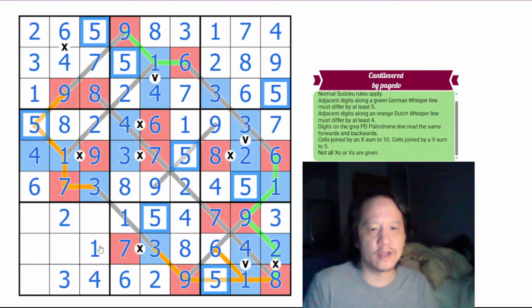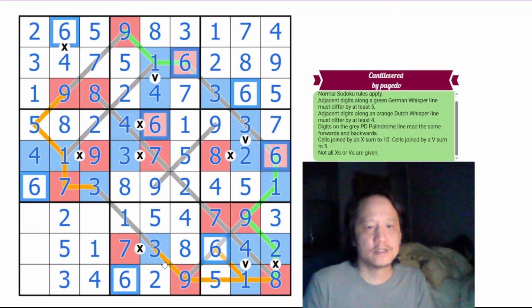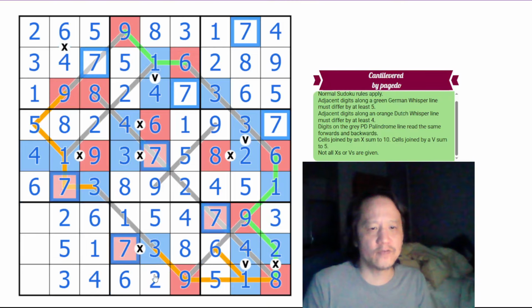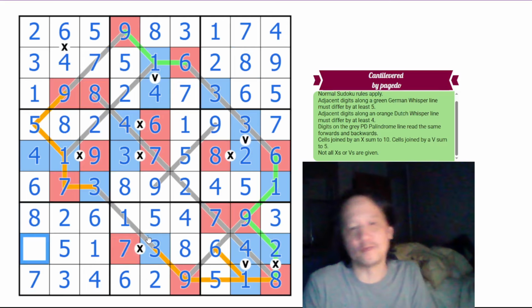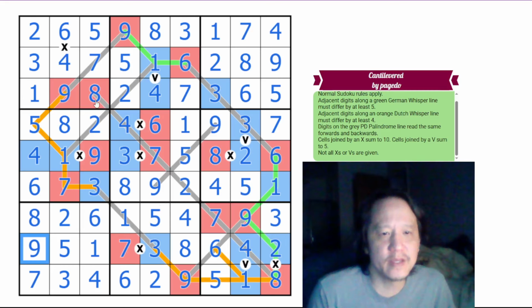5s. We have 8 5s. We know where the last 5 has to be. It has to be there. 6s. We have 8 6s, so this has to be 6. 7s. This has to be 7. 8s. This has to be 8, and therefore this is a 9. And that's a solution. Yeah, apologies for that.